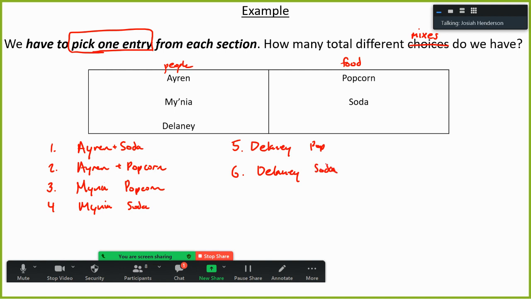So what I was hoping you would see here, because it's relatively small lists, right? We've got 3 items on the left, 2 on the right. We can list all of these out to see the total number of mixes that we're doing from the left list and the right list. And we see it's 6. There's no more mixes that we can make with 1 person and 1 food.